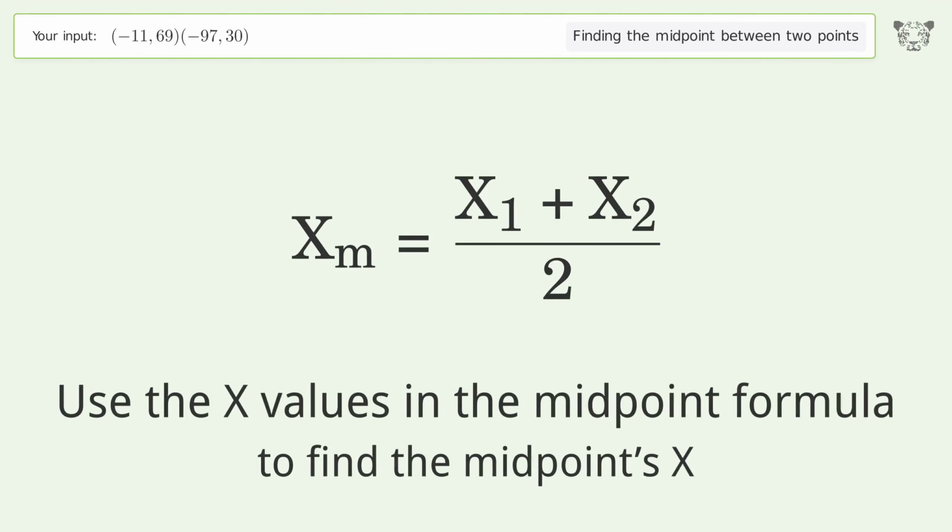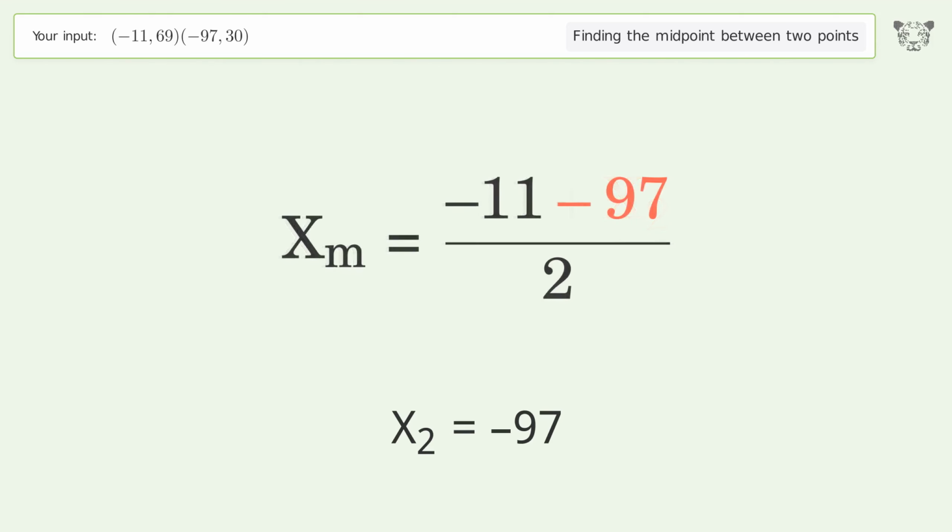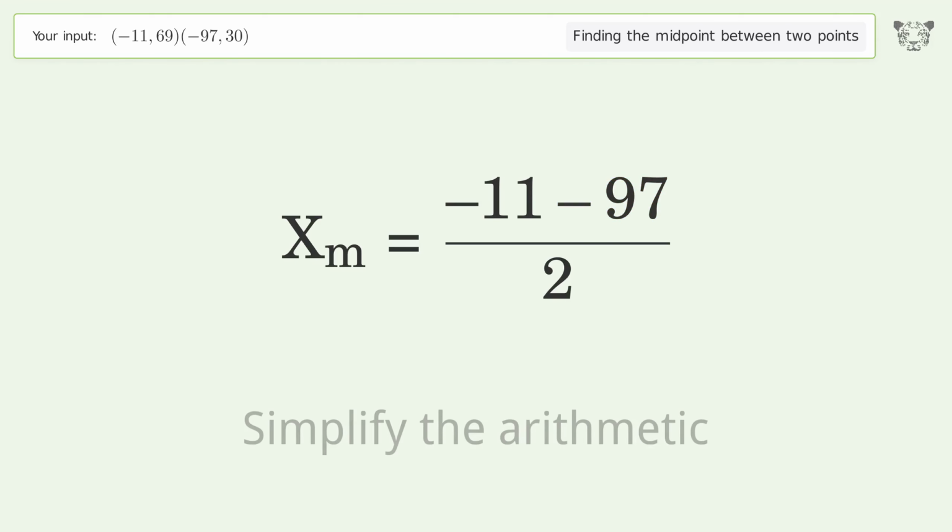Use the x values in the midpoint formula to find the midpoint's x. x1 equals negative 11. x2 equals negative 97. Simplify the arithmetic.